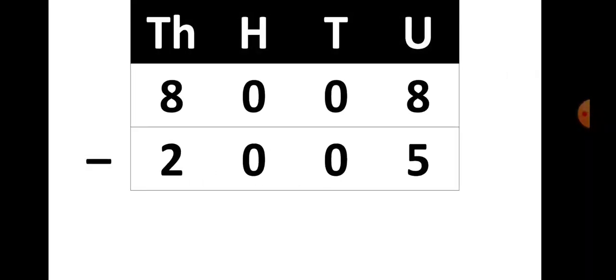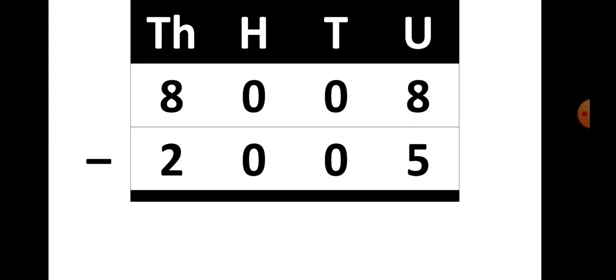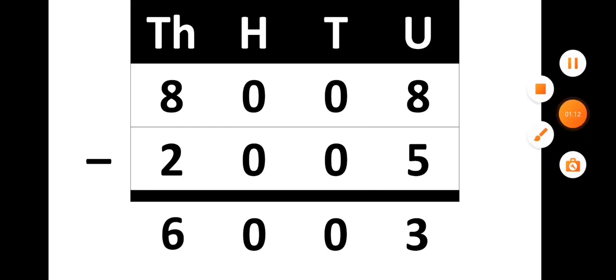Now let us subtract 8008 minus 2005. So let us start from the units place. 8 minus 5 is 3. Let us go to the tens place. 0 minus 0 is 0. Let us go to the hundreds place. 0 minus 0 is 0. And thousands place, 8 minus 2 is 6. So your answer is 6003.